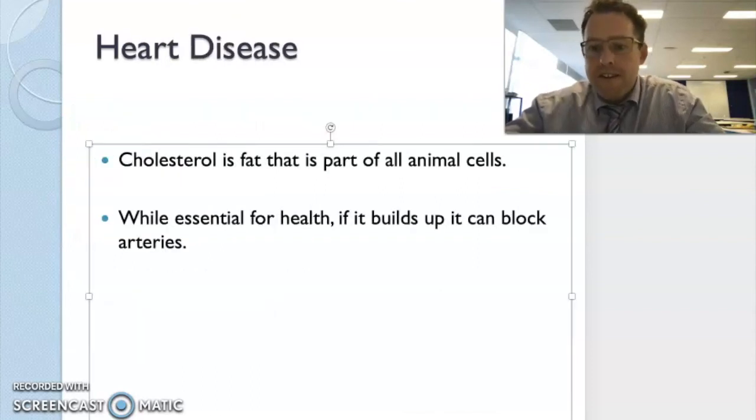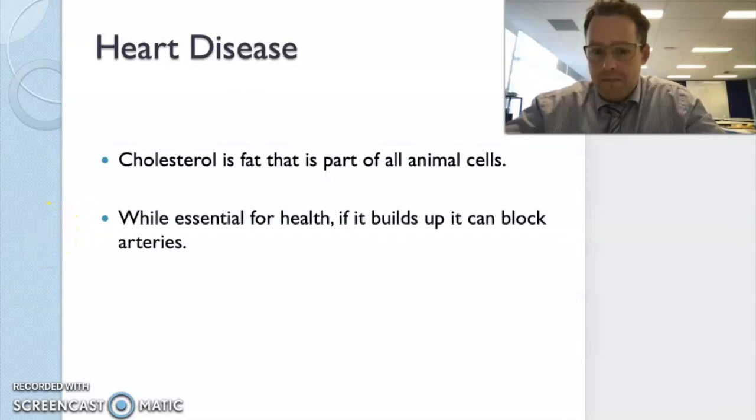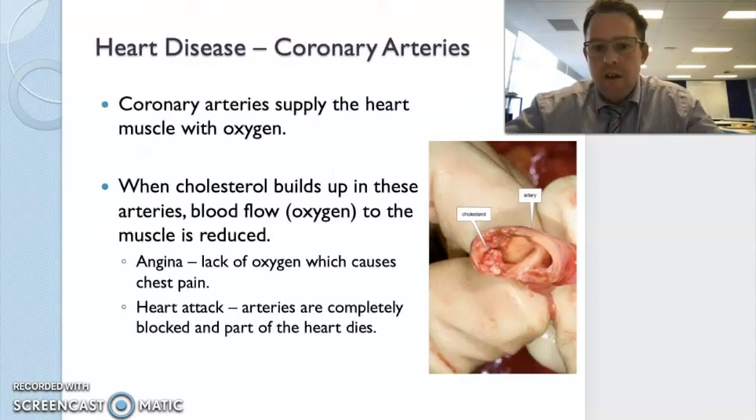Now, there's obviously issues that can arise with the heart. One of the most common ones is heart disease. So cholesterol is fat that's part of all animal cells. And while it's essential for your health, if it builds up, it can block your arteries. Now, if this cholesterol builds up in your coronary arteries, it's a real problem, because coronary arteries are the ones that supply your heart muscle with oxygen.